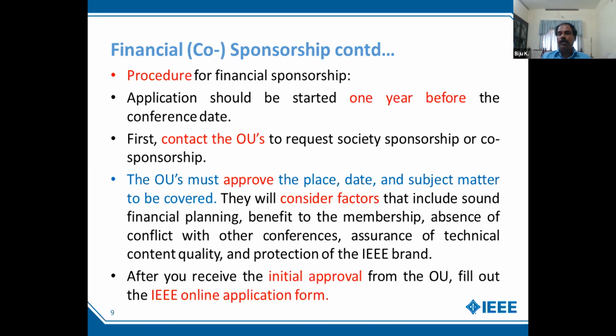to be covered. So when you apply to the OUs, they will definitely take many things into consideration. That includes sound financial planning, and benefit: what are the benefits of this conference to the IEEE members? Is there any conflict of interest with other conferences? And they will assure that the conference will have a very good technical program quality, and the protection of the IEEE brand. And after getting this initial approval from all these entities, you can apply to the IEEE using the IEEE online application form.